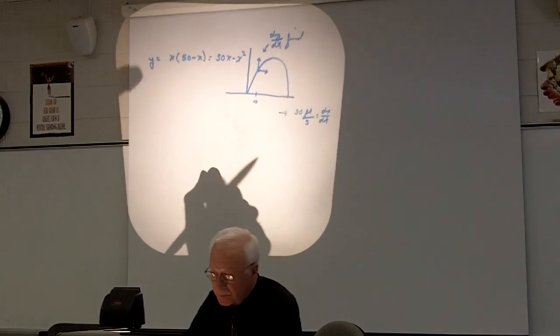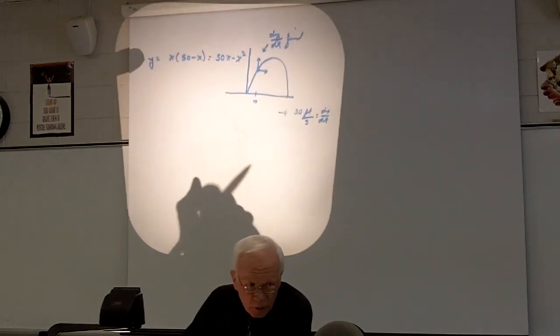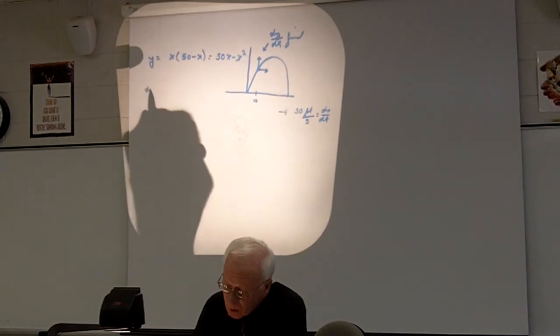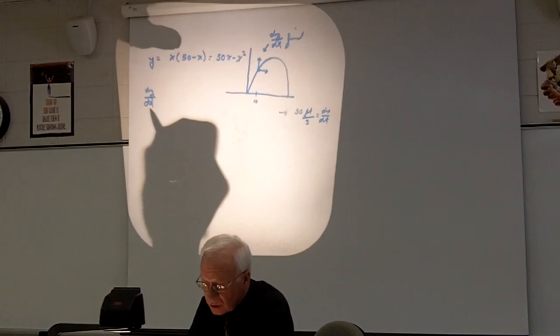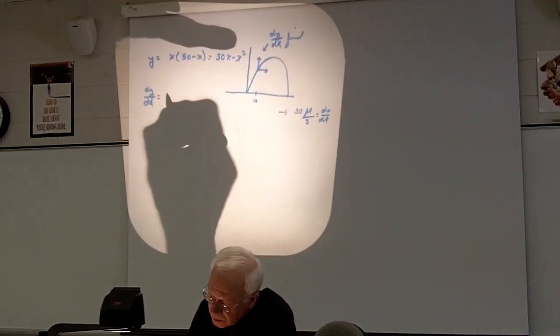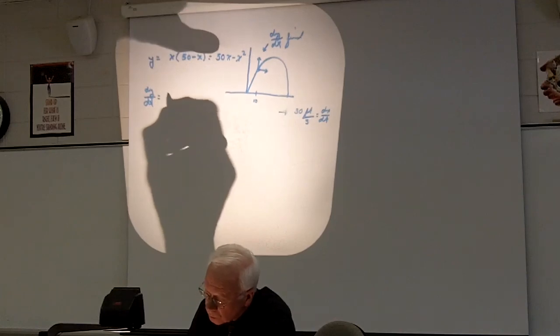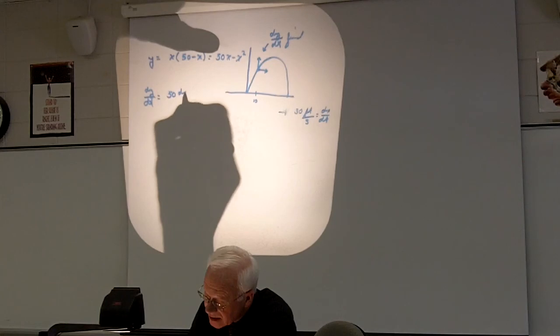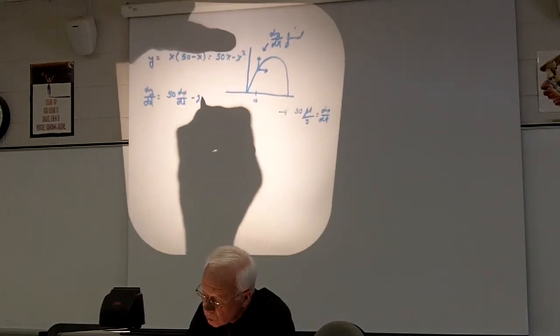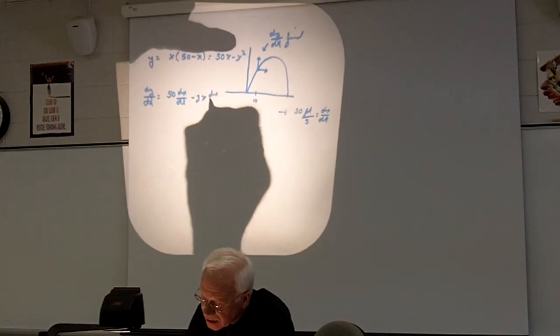So here I get to work. What is the derivative of this with respect to t? dy dt, right? What's this one? I don't go here, I'll just go right over here. It's much easier. Minus 2x. Okay, no. This is going to be 50 dx dt. And this is going to be minus 2x dx dt.